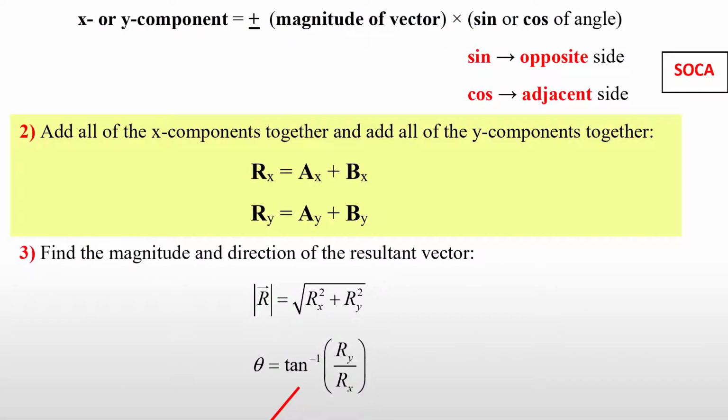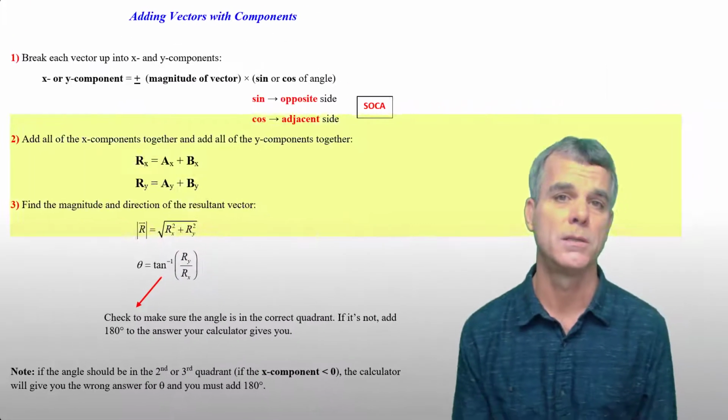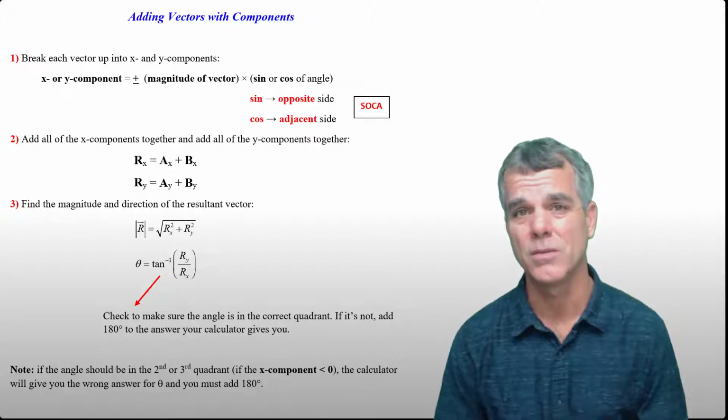Step 2. Now that you have x and y components of each vector, all you're doing is adding all the x components together and adding all the y components together. The x component of the sum of two or more vectors is just the sum of all the x components. The y component of the sum of two or more vectors is just the sum of all the y components. So you add all your x components together, you get your resultant x component. You add all your y components together, you get your resultant y component. Now you've got the x and y components of the resultant.